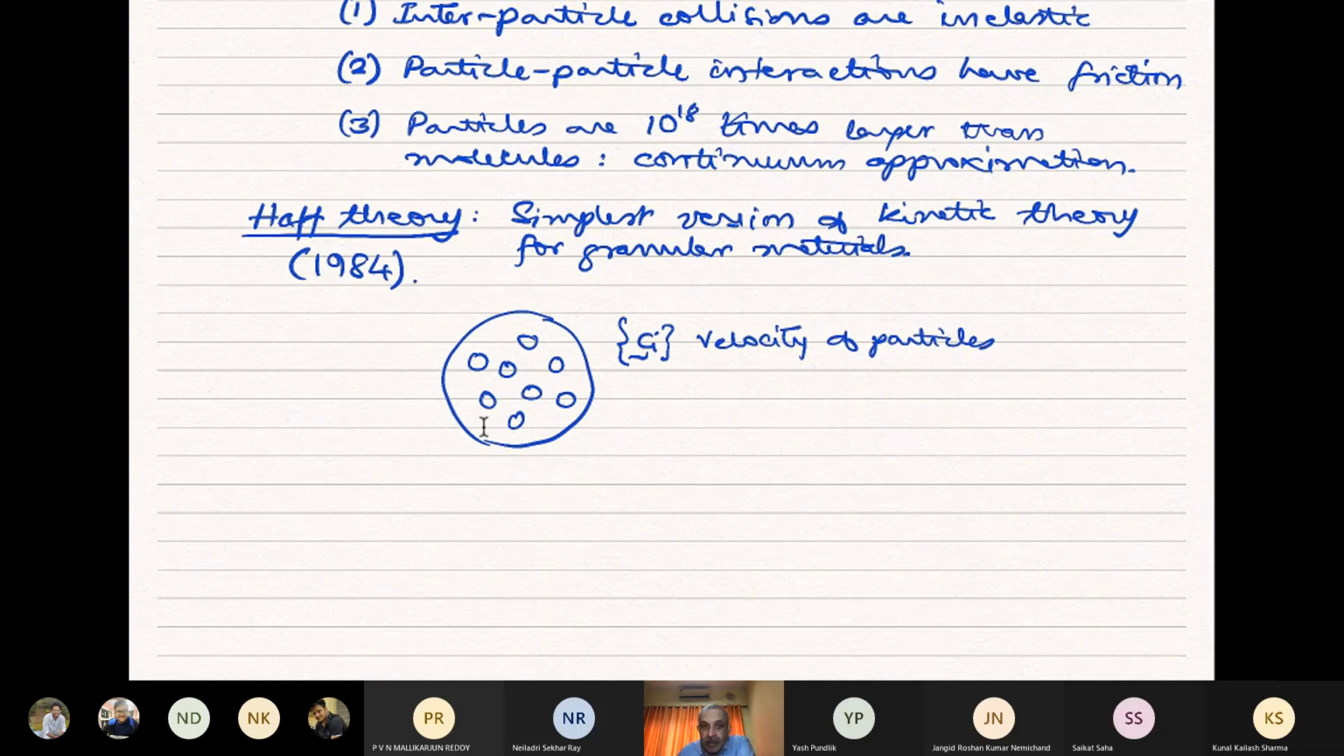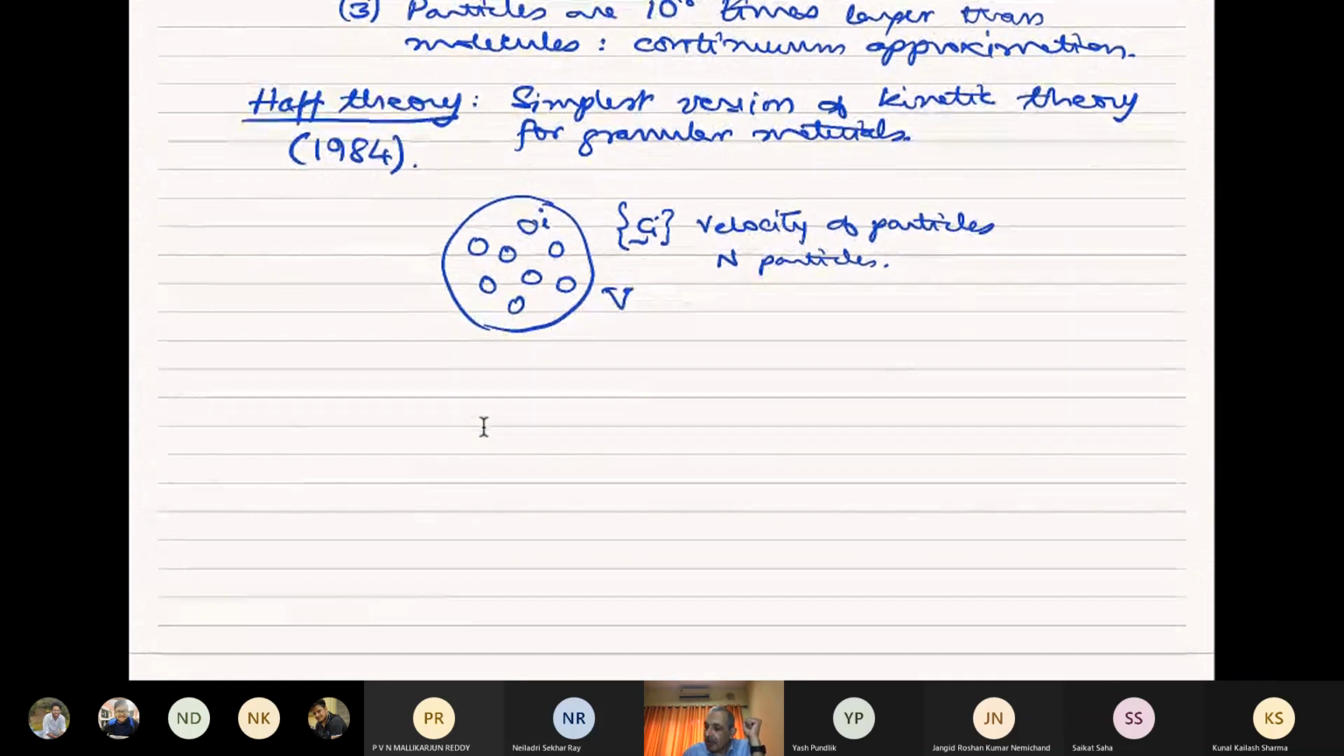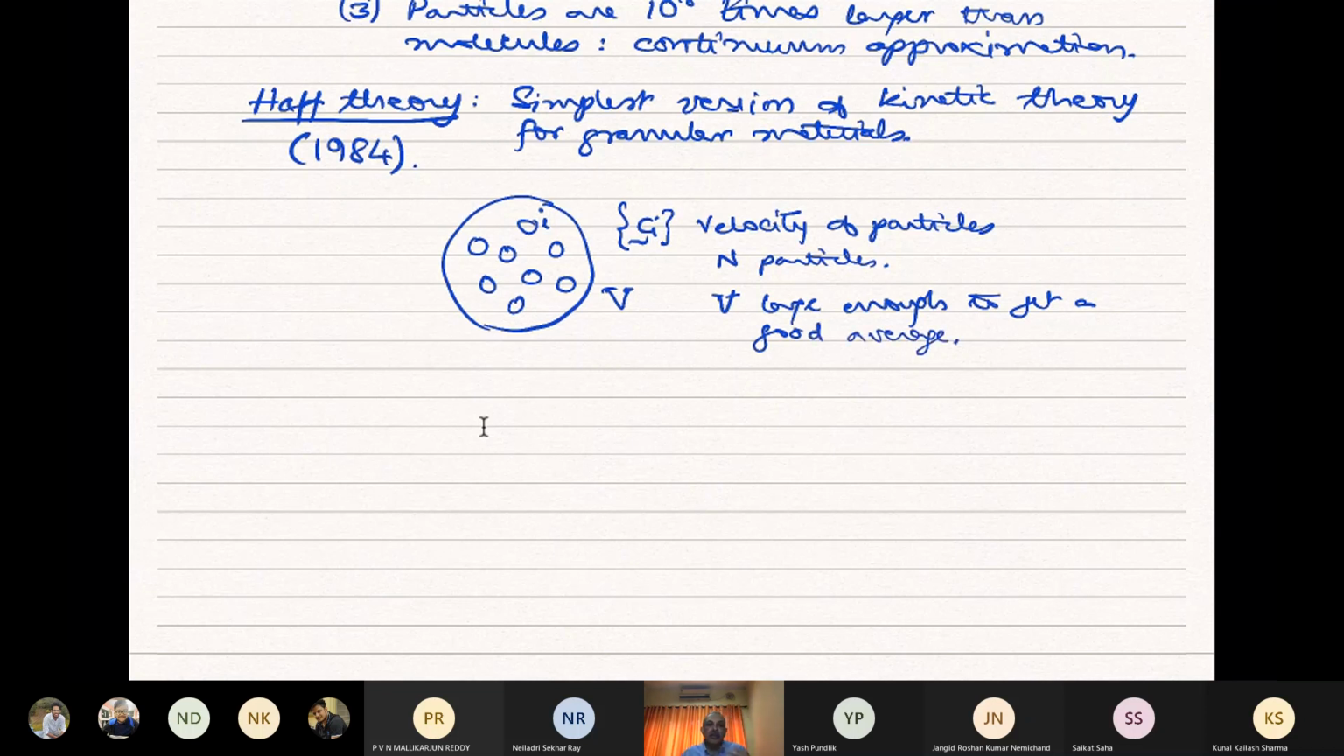So each particle i has a velocity Ci. And let's say this volume is V and that there are n particles. Of course, this volume is large enough to get a good average. So you want an average in which there are several hundred particles, and you don't want to take an average which is of just a few particles.